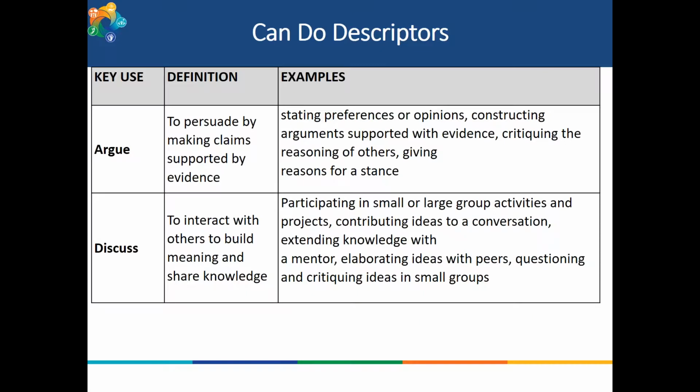The other two key uses are to argue and to discuss. Of course, when we argue, you're persuading by making claims supported by evidence. An example of that is stating your preference or opinion. And an example task for discussing is participating in small or large group activities and projects. Discussing is to interact with others in order to build meaning and to share knowledge.